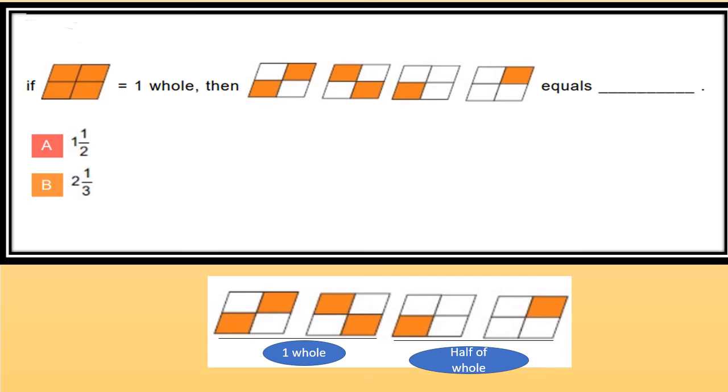The first two parallelogram, if you combine them, then they make one whole. First two parallelogram make one whole, and last two parallelogram, if we combine them, they make half of whole. Now you choose what will be the answer of this question.